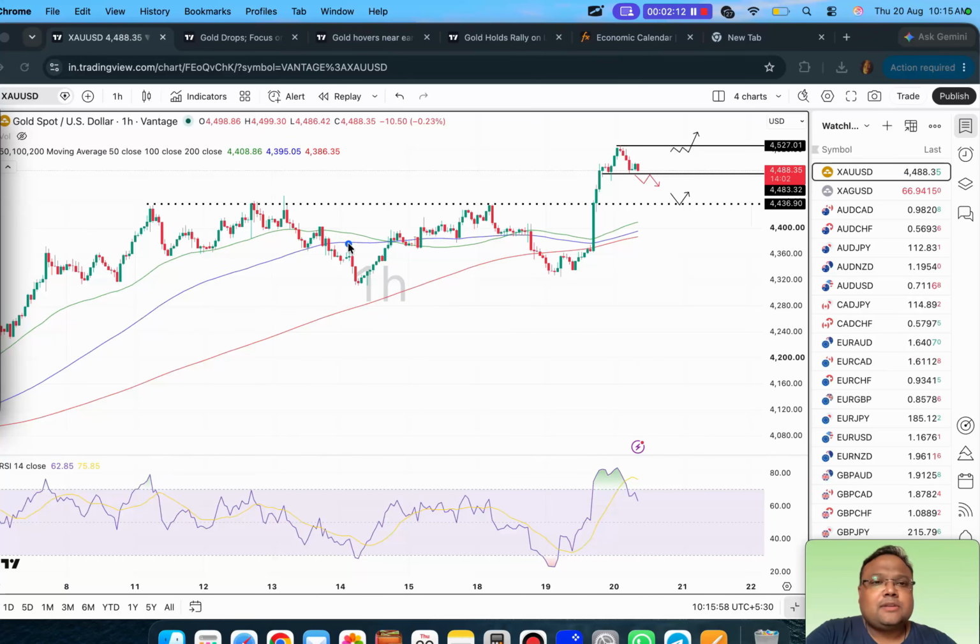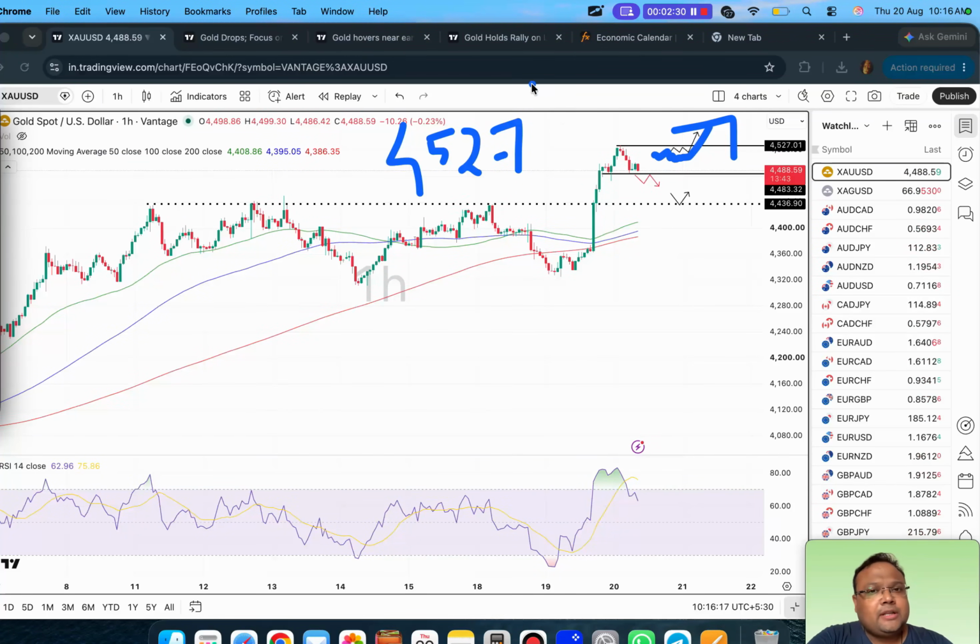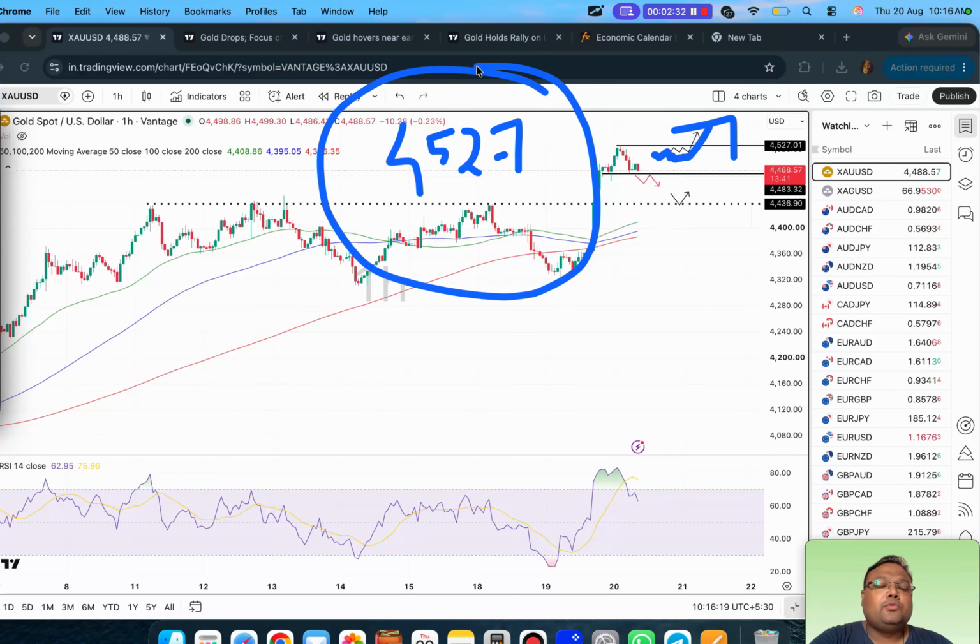So first and foremost, let's discuss 4527. 4527 is the high made by gold. As the market has been bullish, there is a possibility that during the day, after some consolidation, the market may go up. If it does, we can look for a buy above 4527. Yesterday, after this massive move, I told you guys in the group that you can look for a buy above 4500. Hope you guys made money there as well.